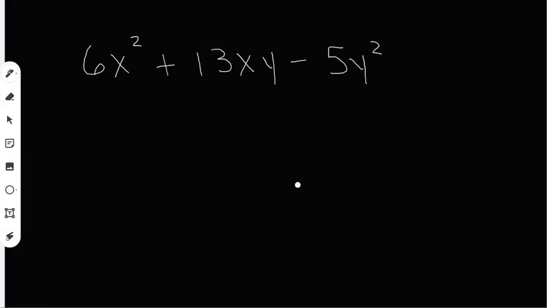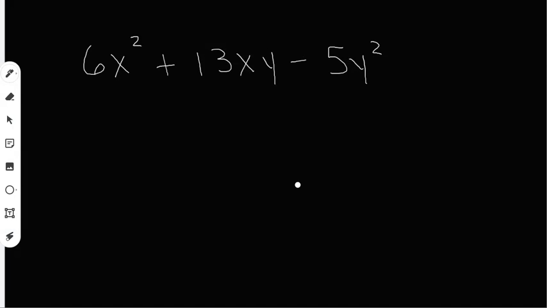All right, so today we're going to be factoring multivariable polynomials. So I'm going to look at 6x squared plus 13xy minus 5y squared. This polynomial has three terms. They're separated out by pluses and minuses.